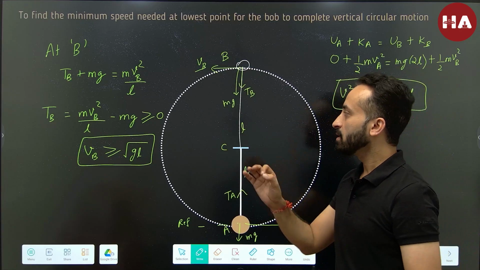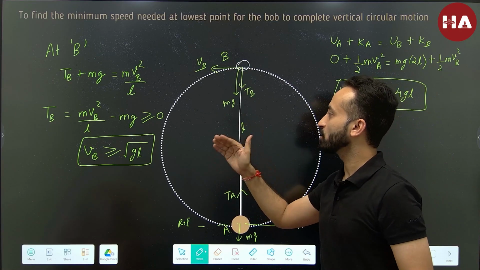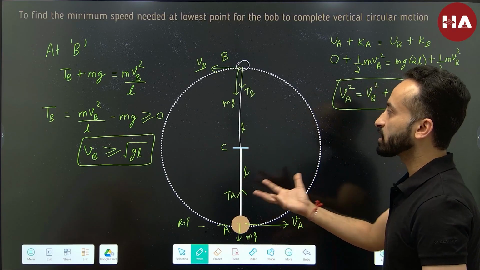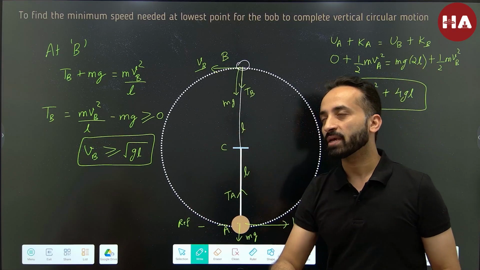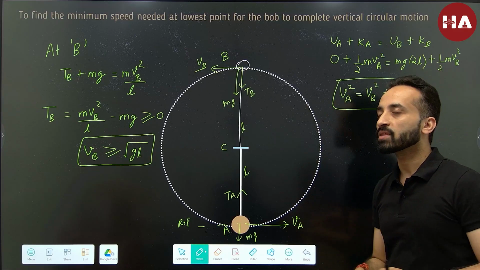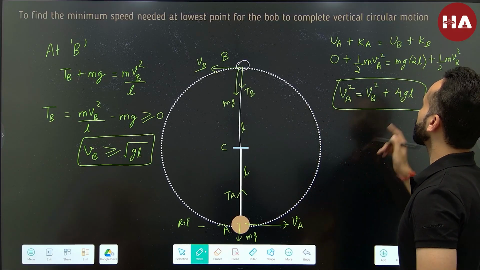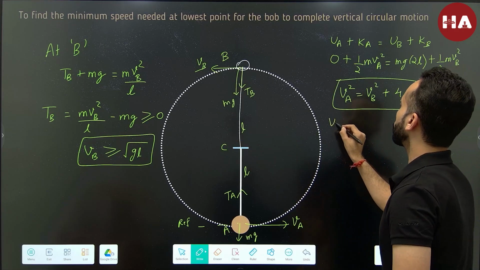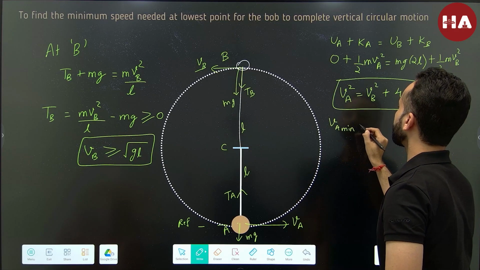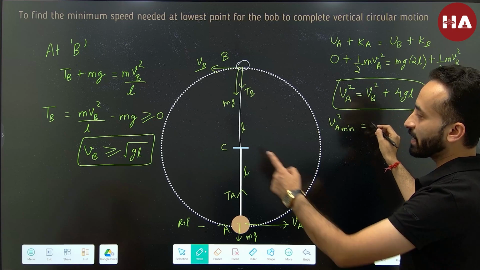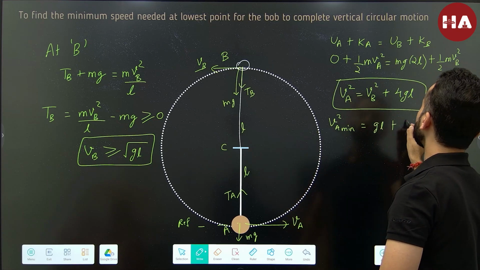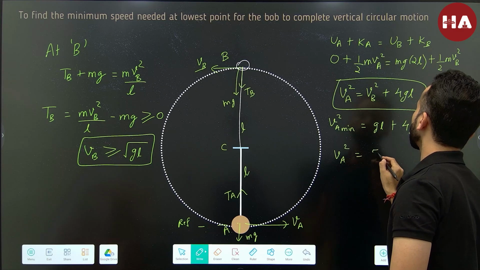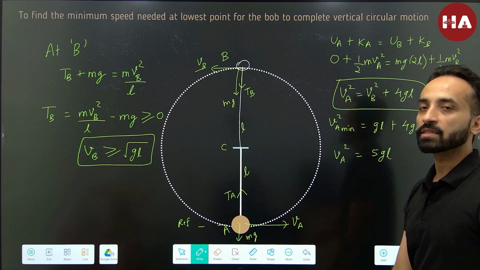I am doing the equations and the basic concepts very quickly, because I do expect that you know all these things, that net force is ma and energy conservation. So VA square is equal to VB square plus 4GL. Since we have to find the minimum value of A, we put the minimum value of B, that is root GL. So VA square is equal to 5GL.